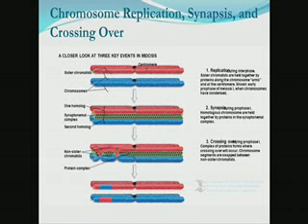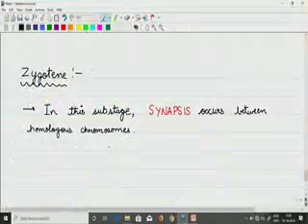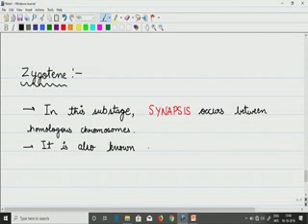Okay. So please put in your notes, please note, it is also called zygonema stage. It is also known as zygotine stage. It is also known as zygonema stage.